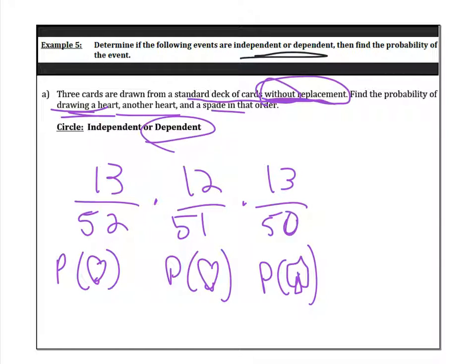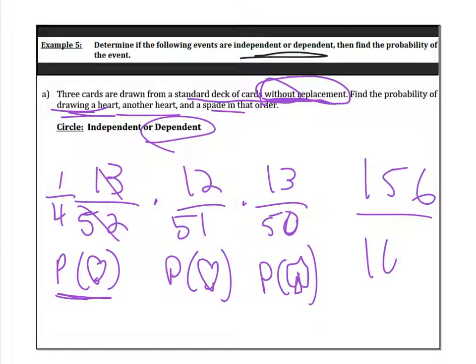So that's going to be what that looks like. So probability of a heart, 13 out of 52, which is a fancy way of saying 1 out of 4, times 12 out of 51 times 13 out of 50. So multiplying all those, and for goodness sake, let the calculator do most of this legwork for you. So that's going to be 156 over 10,200.